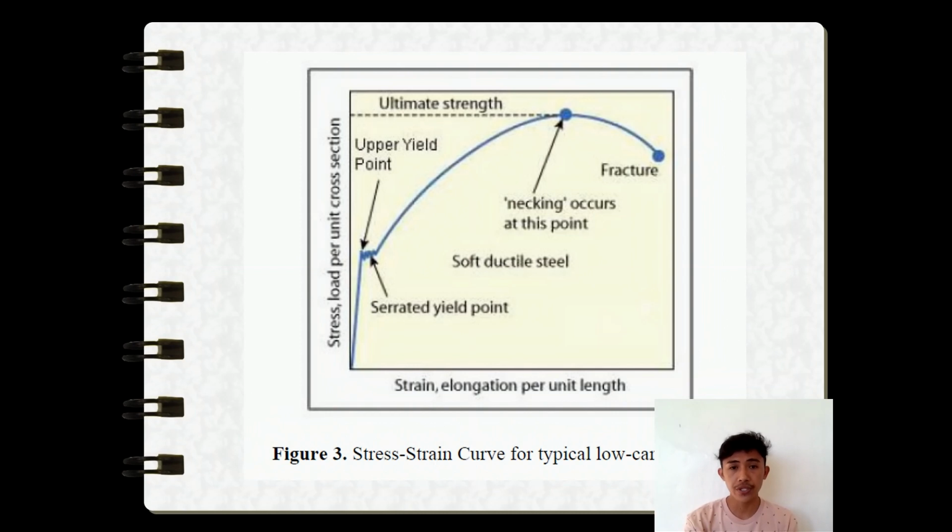The picture shows the stress strain curve for a typical low carbon steel. A stress strain curve is a graphical way to show the reaction of a material when a load is applied. It shows a comparison between stress and strain. Stress is the ratio of the load or force to the cross-sectional area of the material to which the load is applied.